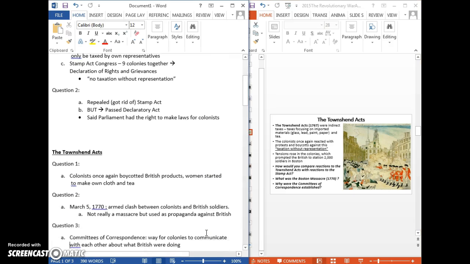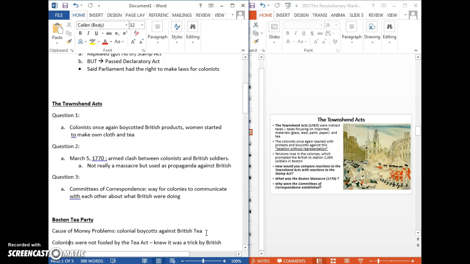And you see, once again, colonists will boycott British products, and you start to see Americans, especially American women, get involved in these boycotts, and they start making their own cloth. They start making their own tea.